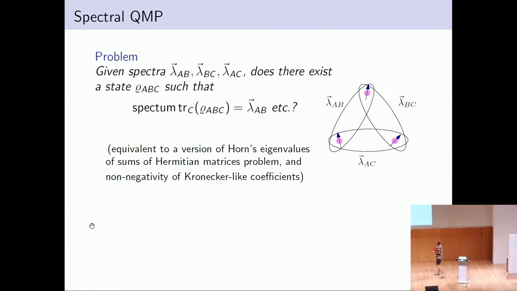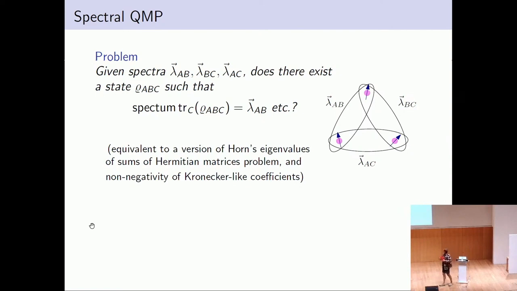Now, this talk actually addresses a related problem, which I call the spectral quantum marginal problem. So it's almost the same, except instead of having these marginals AB, we have now the spectrum of that subsystem. So there's a list of non-zero eigenvalues on subsystem AB and BC and AC. So given these spectra, we ask, does there exist a joint state, rho ABC, such that the spectra on the reduced states match these prescribed spectra? And in fact, this is equivalent to a version of Horn's eigenvalue and sum of Hermitian matrices problems, where you have three matrices, A, B, and C, and then sums A plus B, B plus C, and so on.